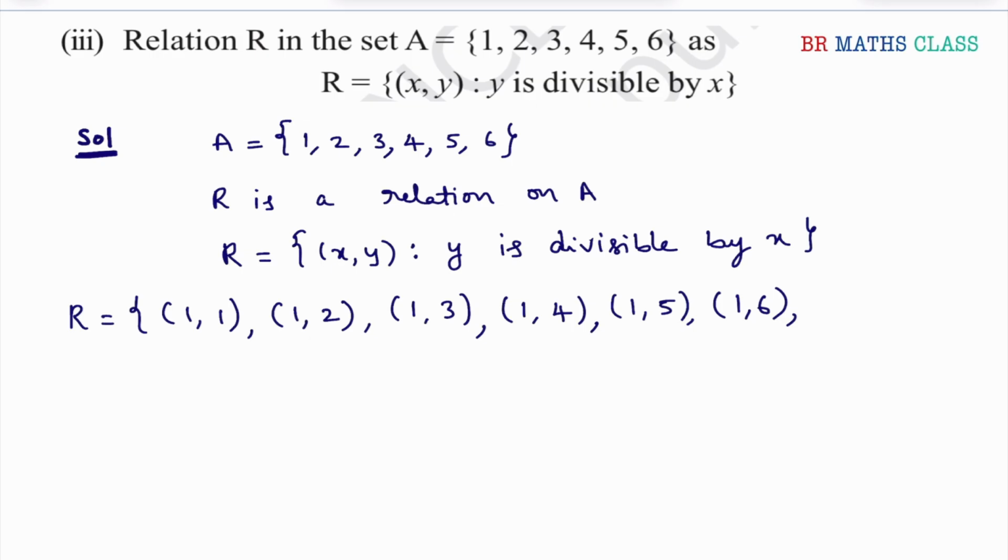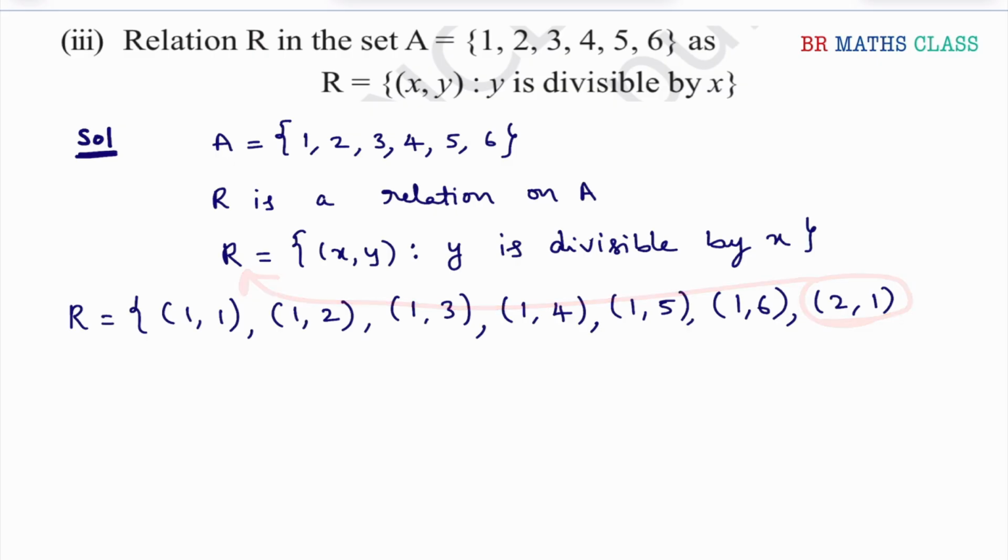Now in A cross A, next element is what? Next element starts like this: 2 comma 1, 2 comma 2, 2 comma 3, 2 comma 4, 2 comma 5, 2 comma 6, like that. 2 comma 1, you take 2 comma 1. 2 comma 1 is there in A cross A. Now you need to check this 2 comma 1 is there in this relation or not.